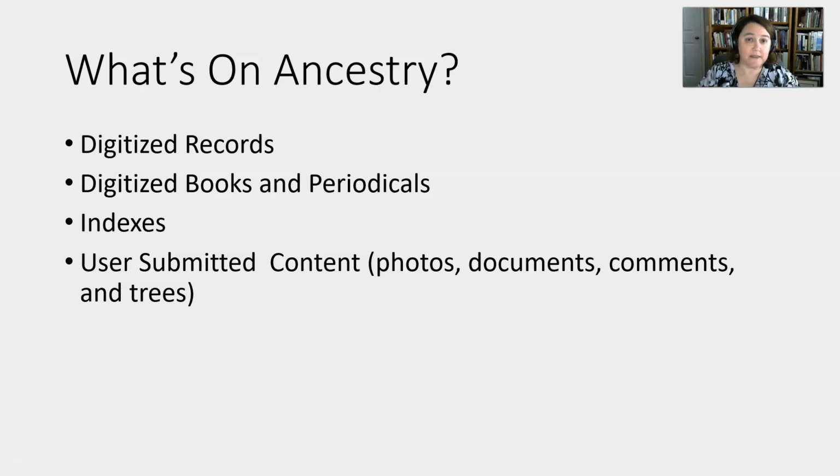They have indexes, and maybe the one you're most familiar with is one for California Vital Records. Indexes aren't the best source, but they are a good finding aid so we can find the originals. And then they have user-submitted content. So what is that? That is content that you provide. And how do you provide it? Well, you add your family tree on Ancestry, you take a DNA test, you upload photos to your family tree or documents, you add comments. So you participate in the message boards. Those are all user submitted content. So that's some of what's on there.